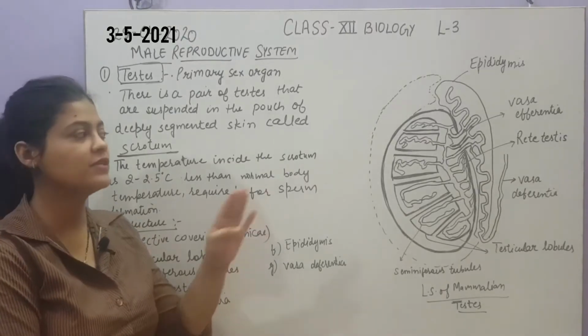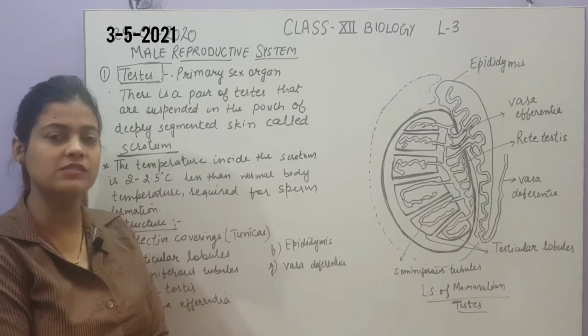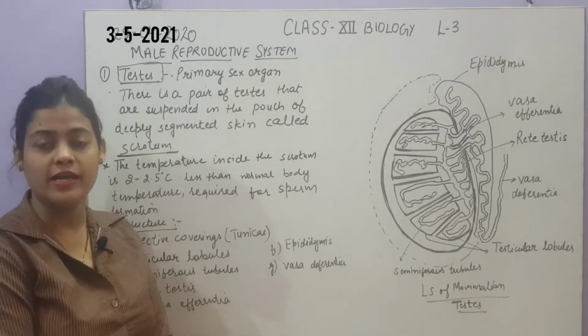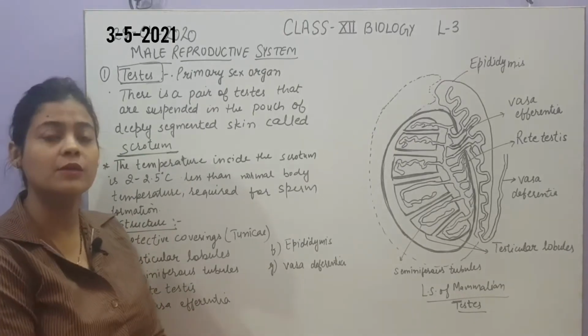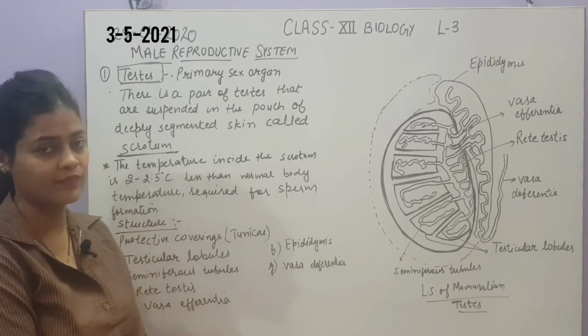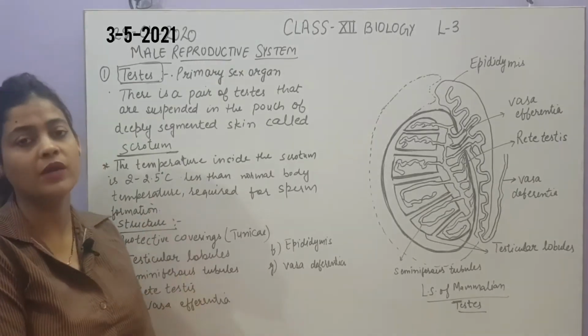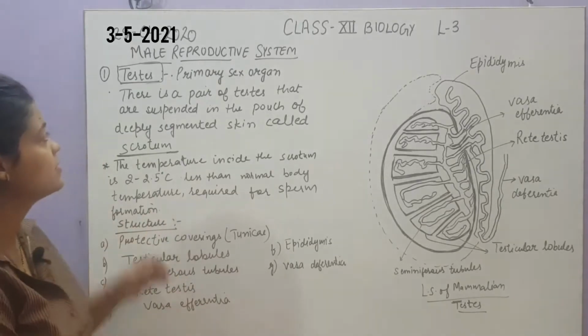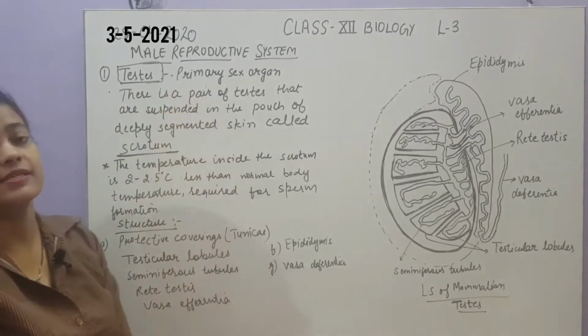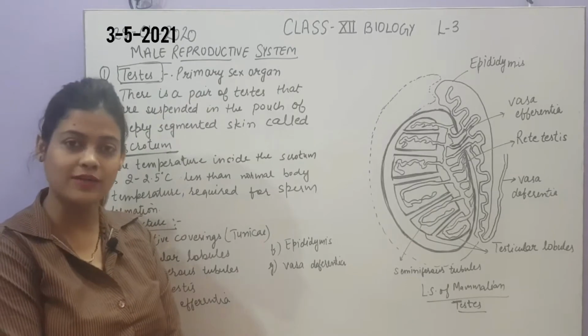As we saw yesterday, the diagram that I showed you was actually the proper front view of the male reproductive system. Now we will take up each part one by one. So first is the testis. Testis is a primary sex organ.